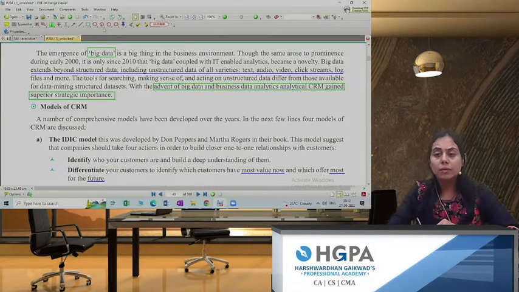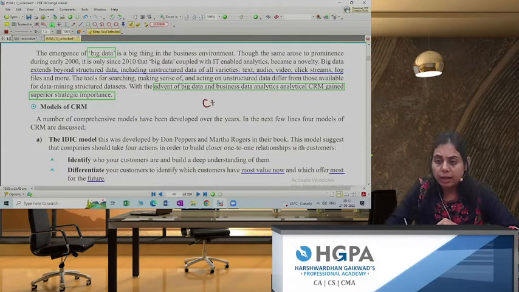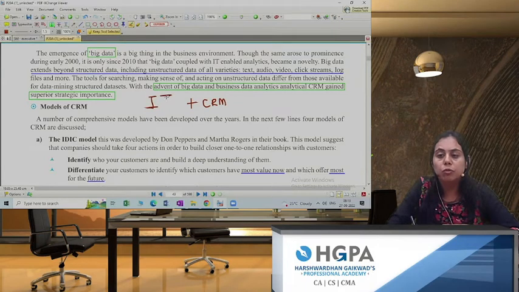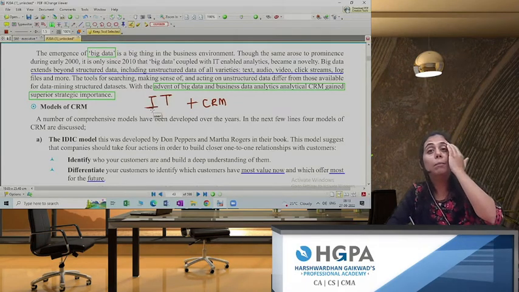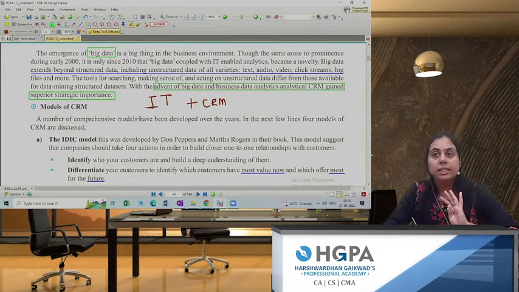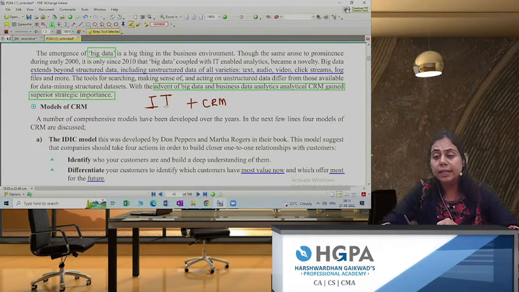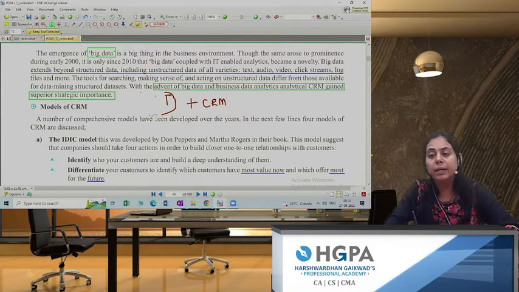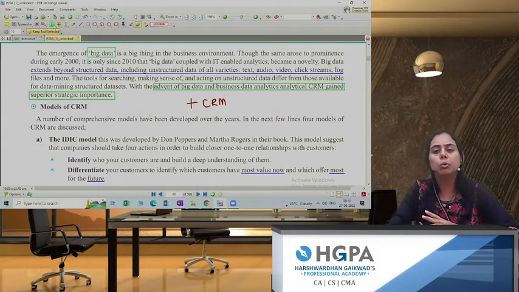Now always remember, before CRM could come, there was a concept of information technology in the market. CRM has come because of information technology. So they're considering this IT word as big data. Big data means where, with the help of IT, we are able to store a huge amount of information.